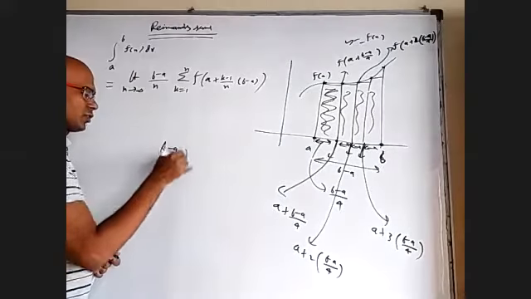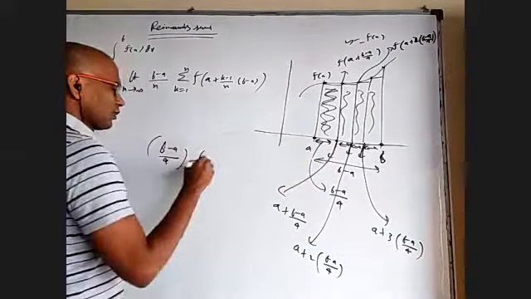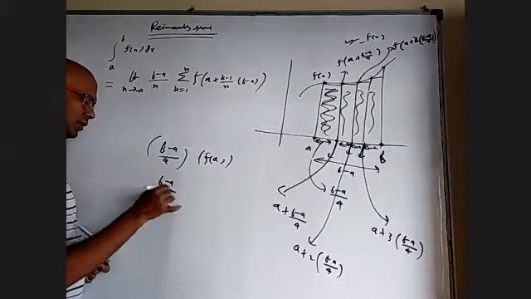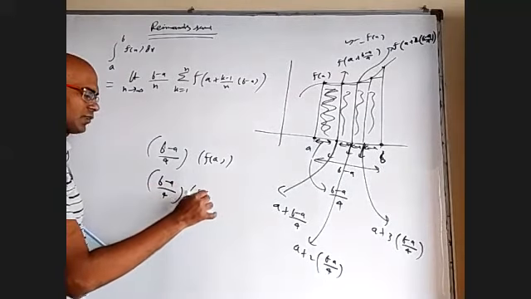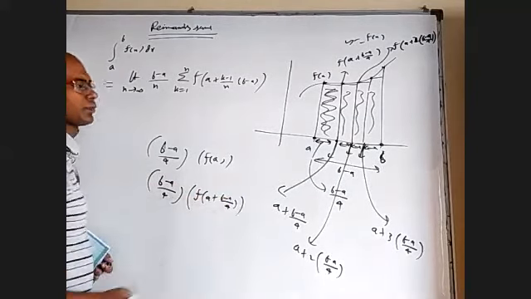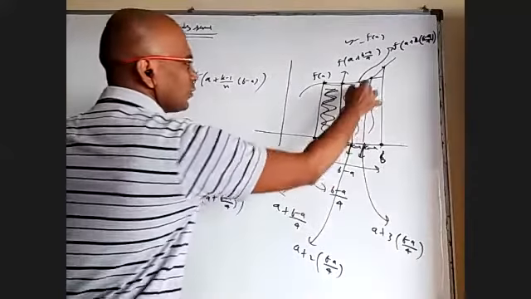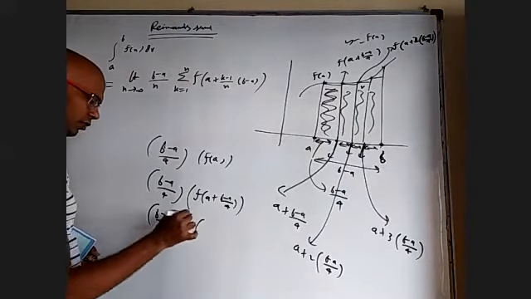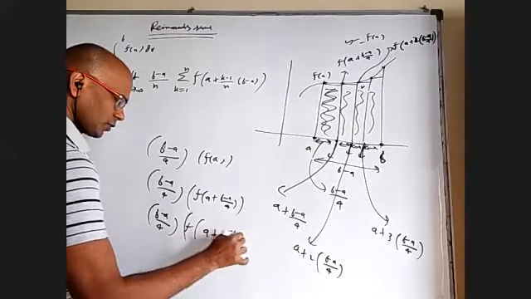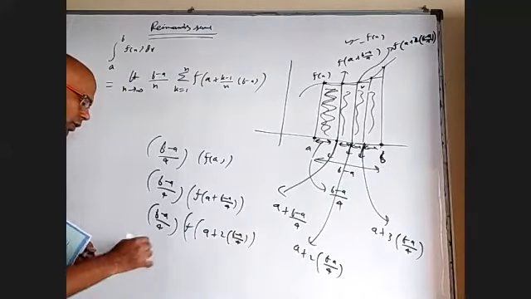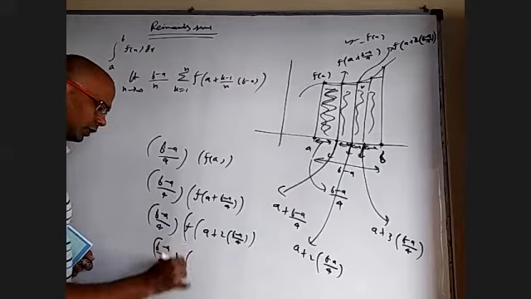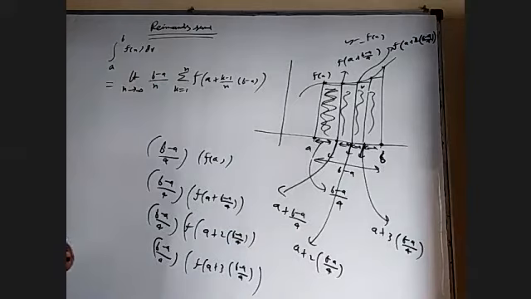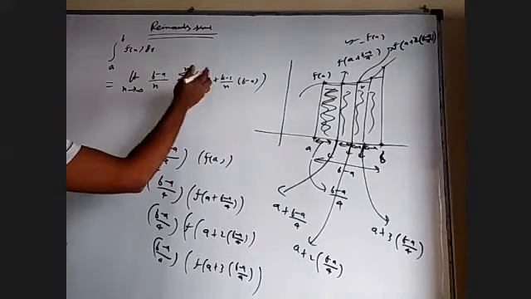Okay, so now, what is the area of this first rectangle? B minus a by 4 is the width and height is f of a. What is the area of the second rectangle? Same width b minus a by 4 and height is f of a plus b minus a by 4. That is the height here. What about this rectangle? Same width b minus a by 4 and f of a plus 2 times b minus a by 4. And the third one, f of a plus 3 times b minus a by 4. Actually, this should be 0. Okay, so wonderful.